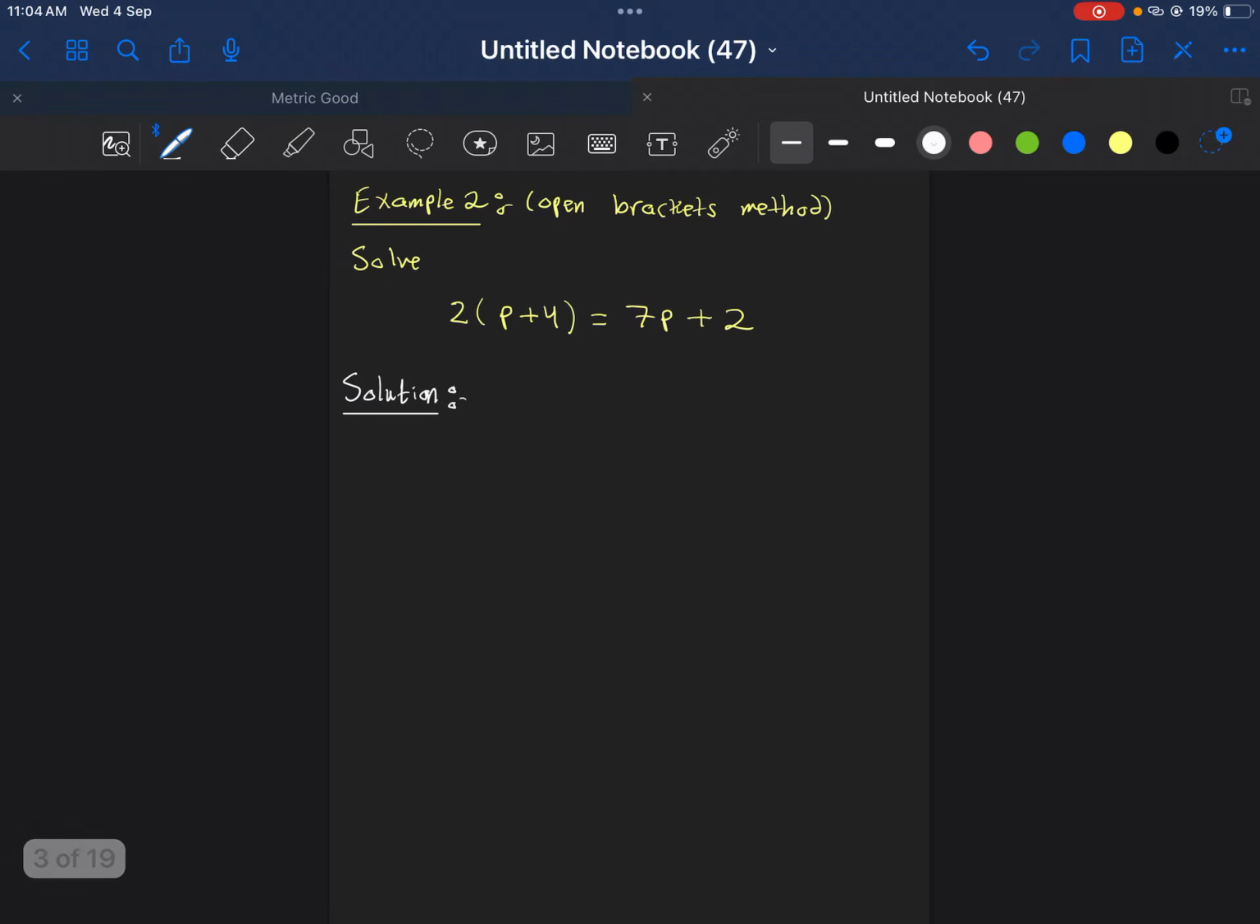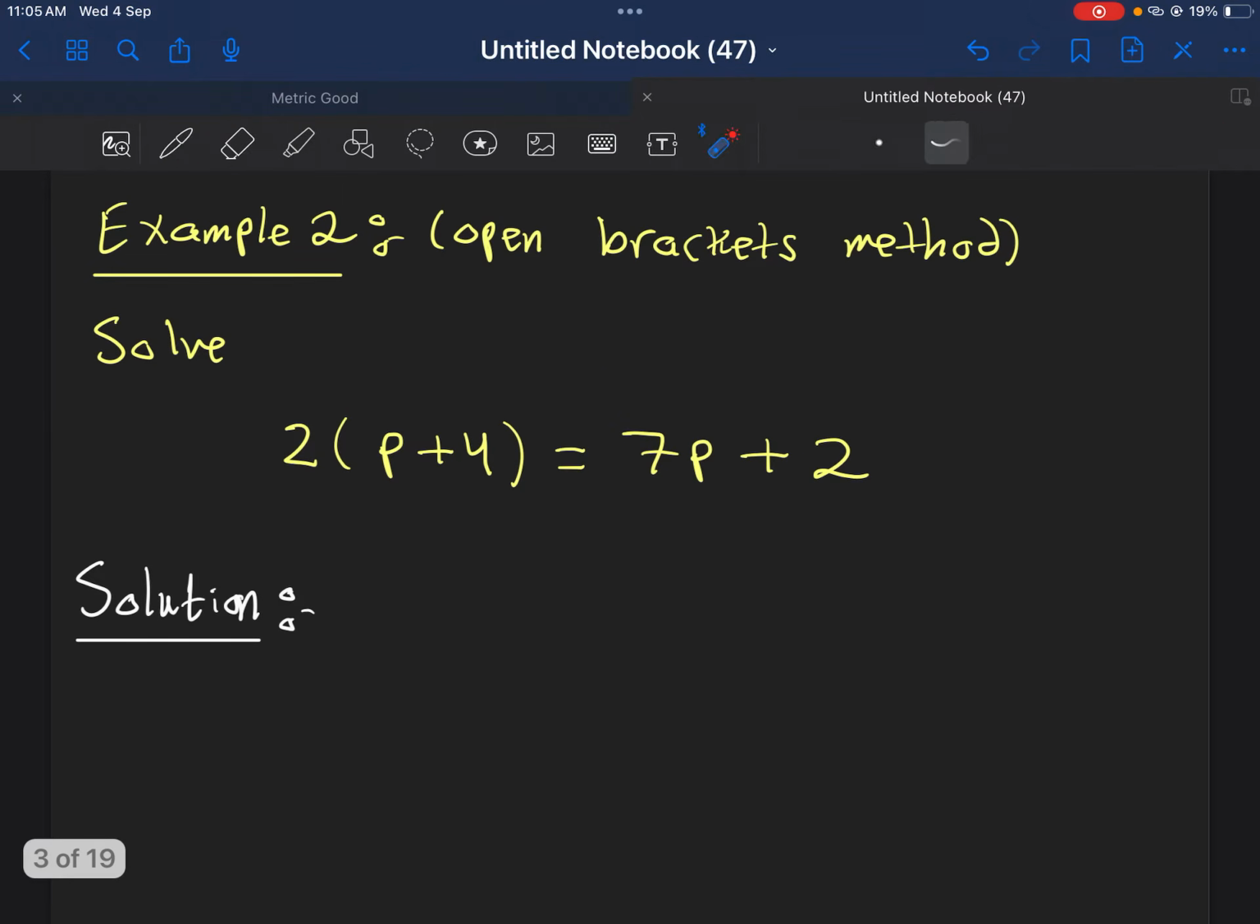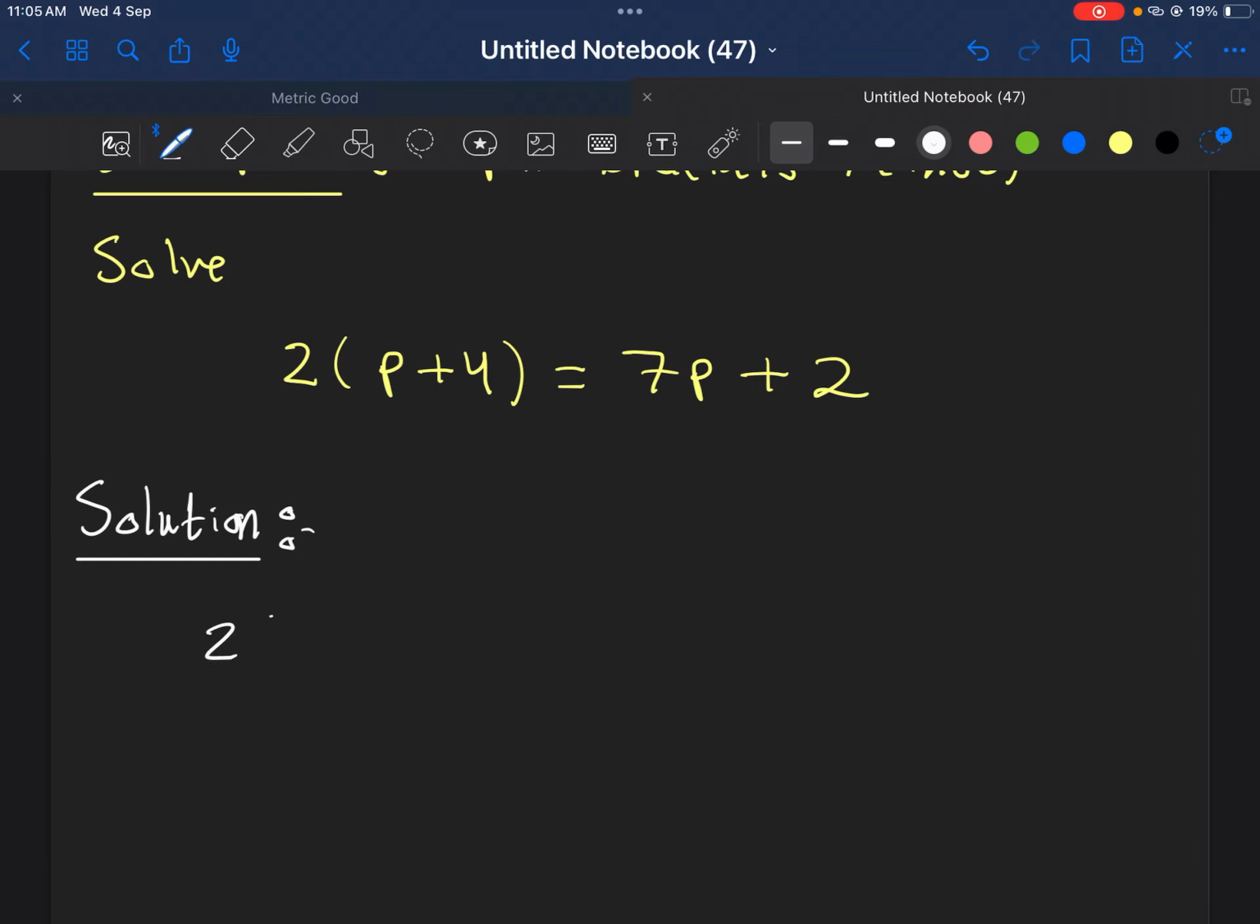Moving on to the second example, where there is a kind of an idea here. It's already written in the question. It's called the open brackets method. Now if you notice this question, first of all there are some brackets, and the first step to solve an equation is to open those brackets. Now how do we open those brackets? We have to distribute the 2 among everything in the brackets.